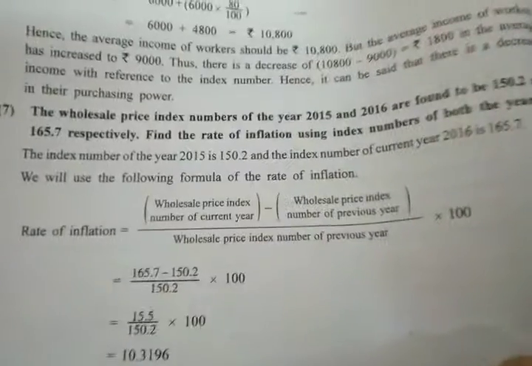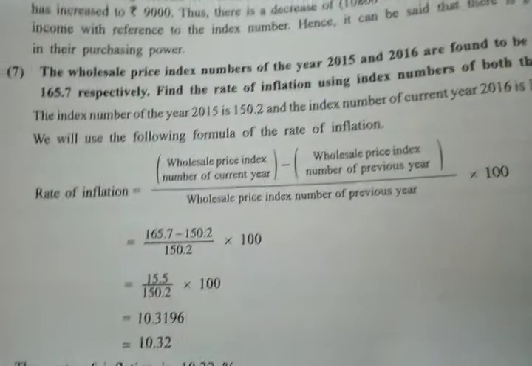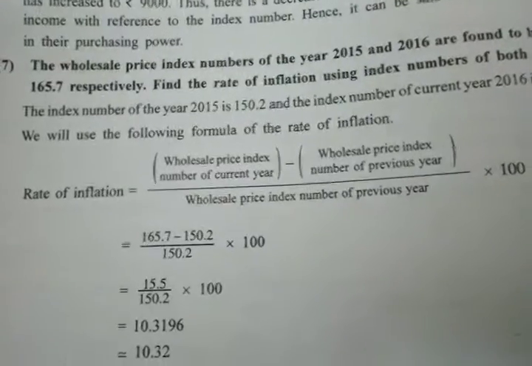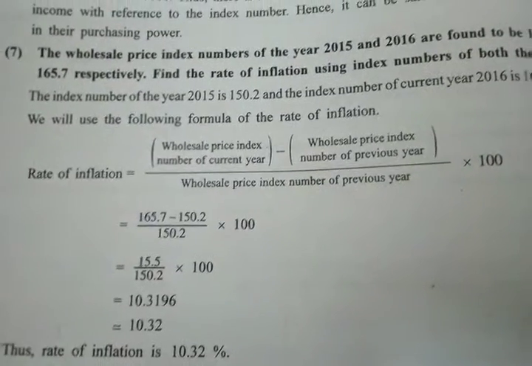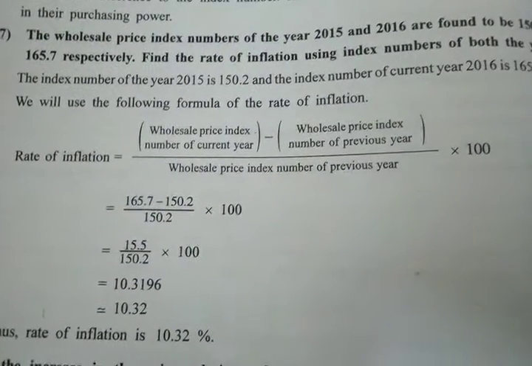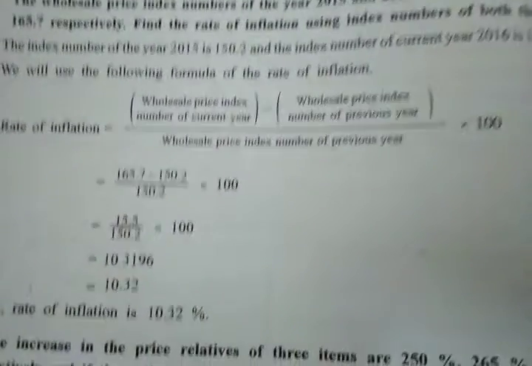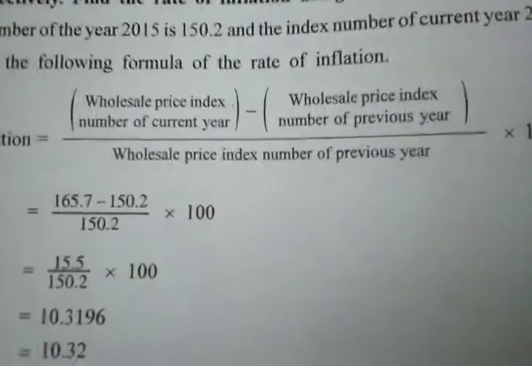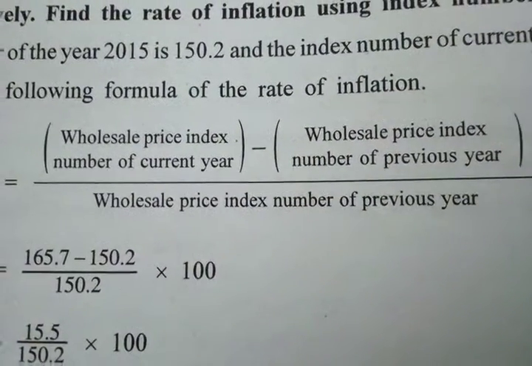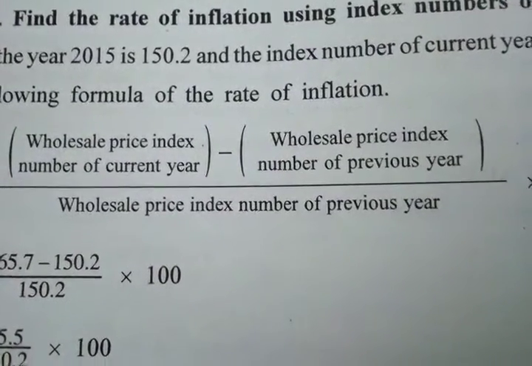Actually, we have seen this formula, rate of inflation, earlier on page number 5, while discussing types of index numbers. Rate of inflation formula is wholesale price index number of current year minus wholesale price index number of previous year, upon wholesale price index number of previous year, into 100. See the formula once again. Rate of inflation is equal to wholesale price index number of current year minus wholesale price index number of previous year divided by wholesale price index number of previous year multiplied by 100.